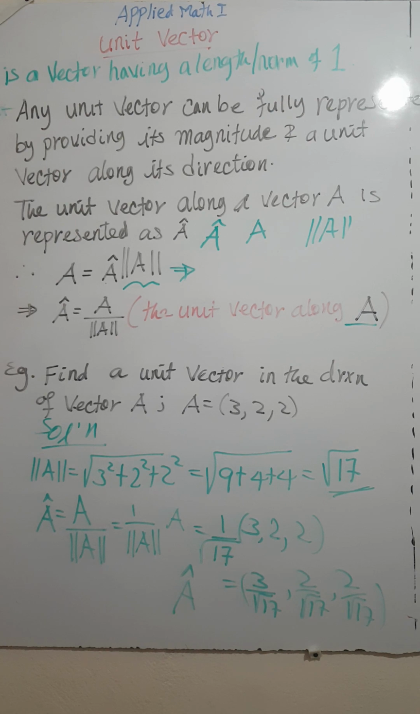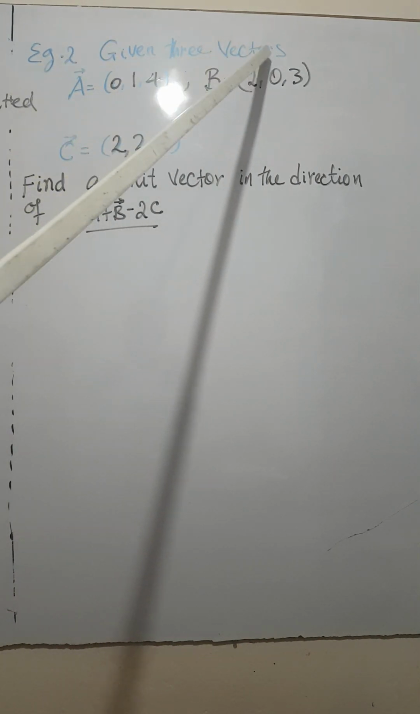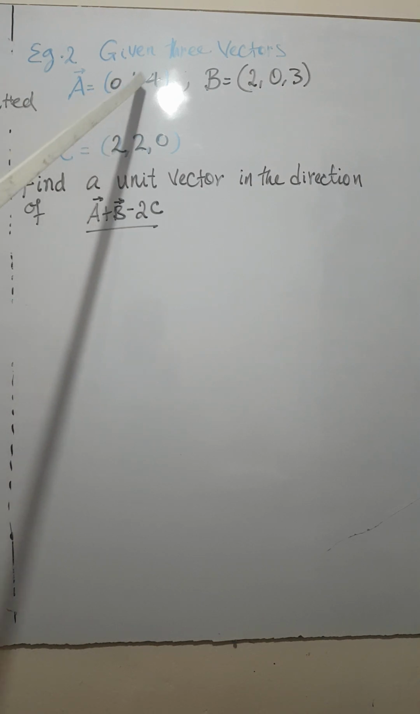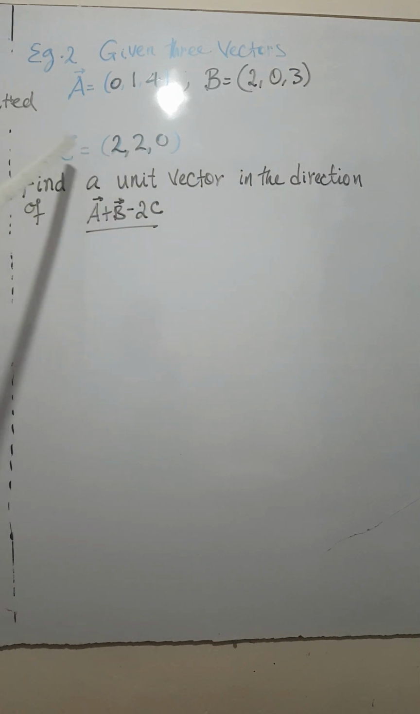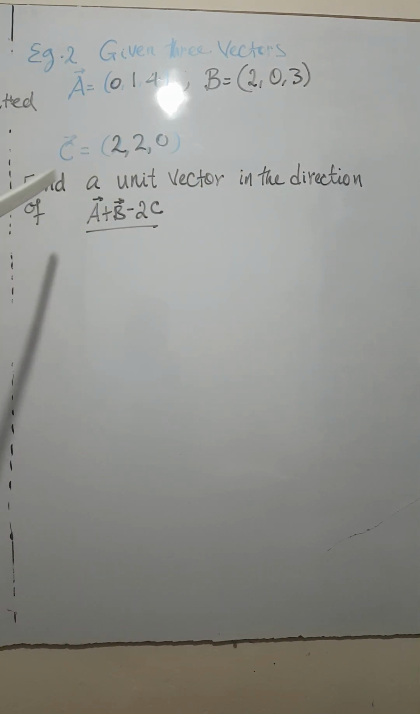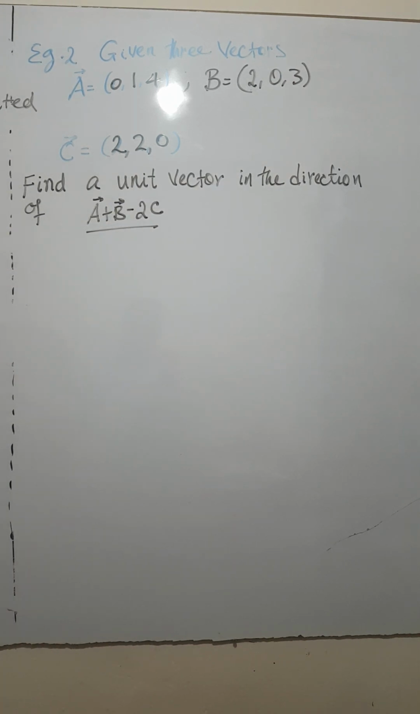ልክ እንደዚህ ሌላም ኤክሰርሳይዝ አለን እንያብረን። Okay, እዚህ ጋር ኤግዛምፕል 2 አለን. Given 3 vectors: vector A with coordinates 0, 1, 4, vector B with coordinates 2, 0, 3, and vector C with coordinates 2, 2, 0. Now find a unit vector in the direction of A plus B minus 2C.